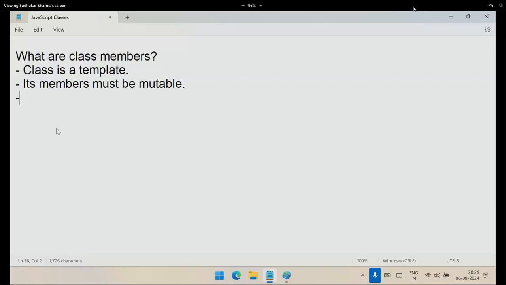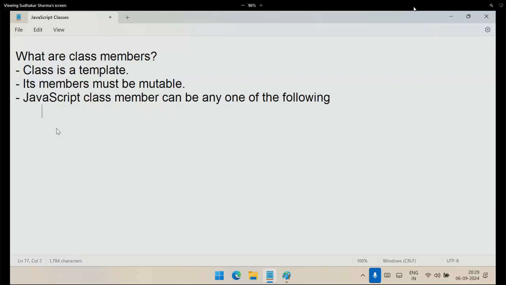So a JavaScript class member can be any one of the following. Class member can be a property, an accessor, a constructor, or a method. Only these are allowed in a class. So in JavaScript, a class member can be any of these: a property, an accessor, a method, or a constructor. Only these are allowed as class members. So class members means this: the property, the accessor, the method, and constructors.